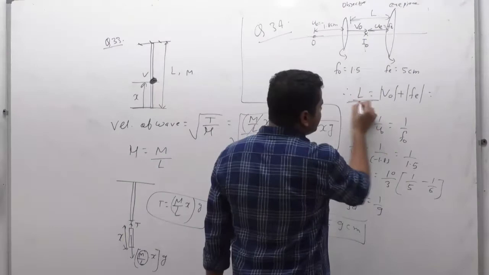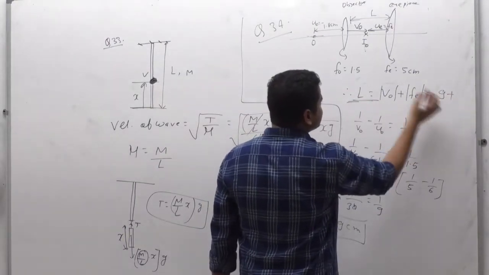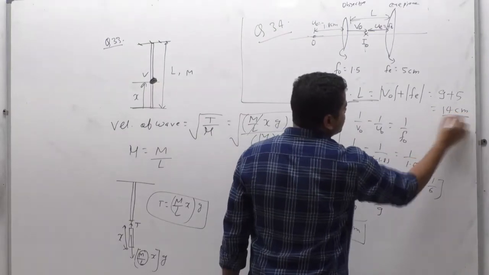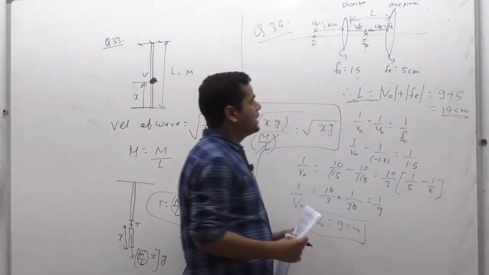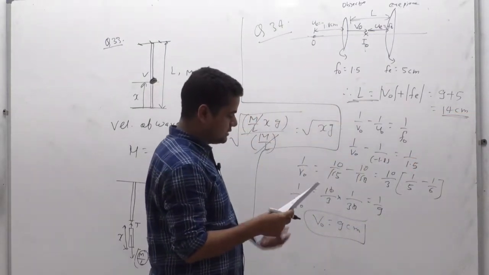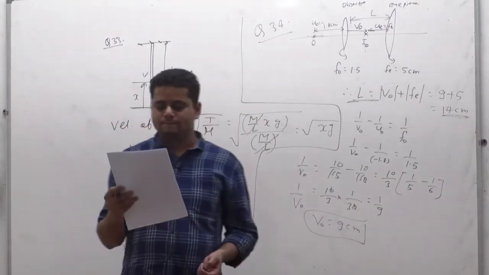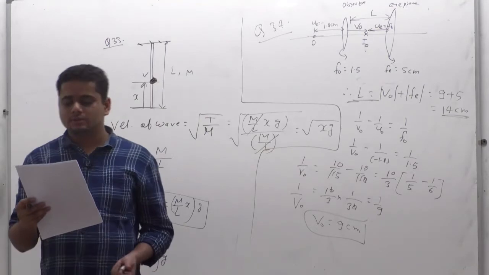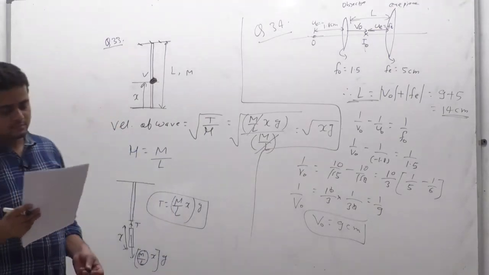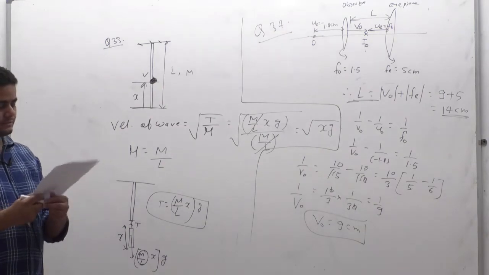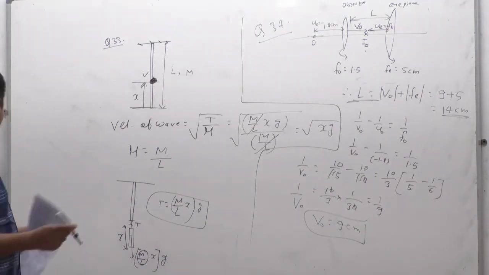So L will be how much? 9 plus the focal length, which is 5. 9 plus 5 is 14 centimeter. So the length of the microscope should be 14 centimeter. The answer matching that is option A. So option A is the correct answer of question number 34. Okay, next we can go through question number 35.